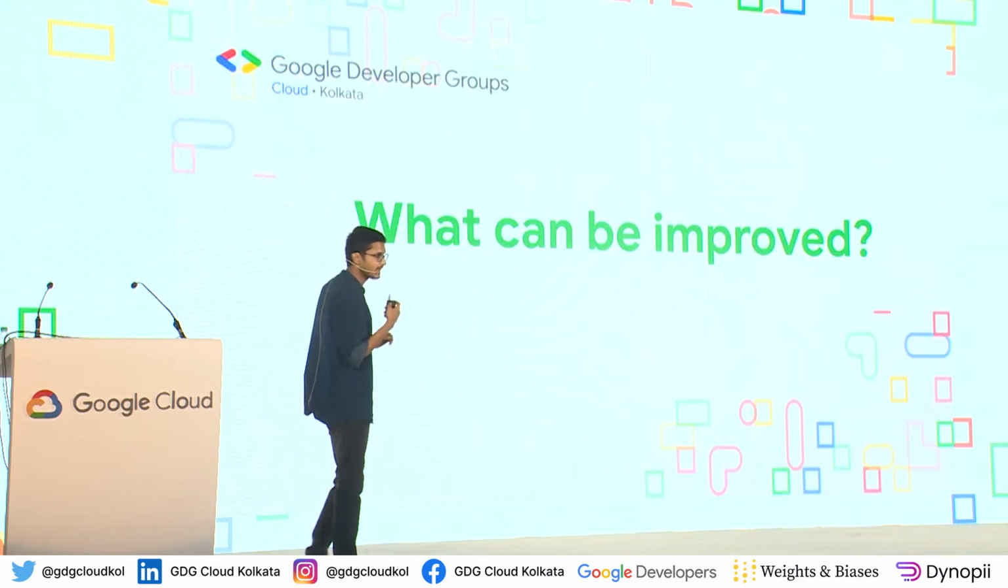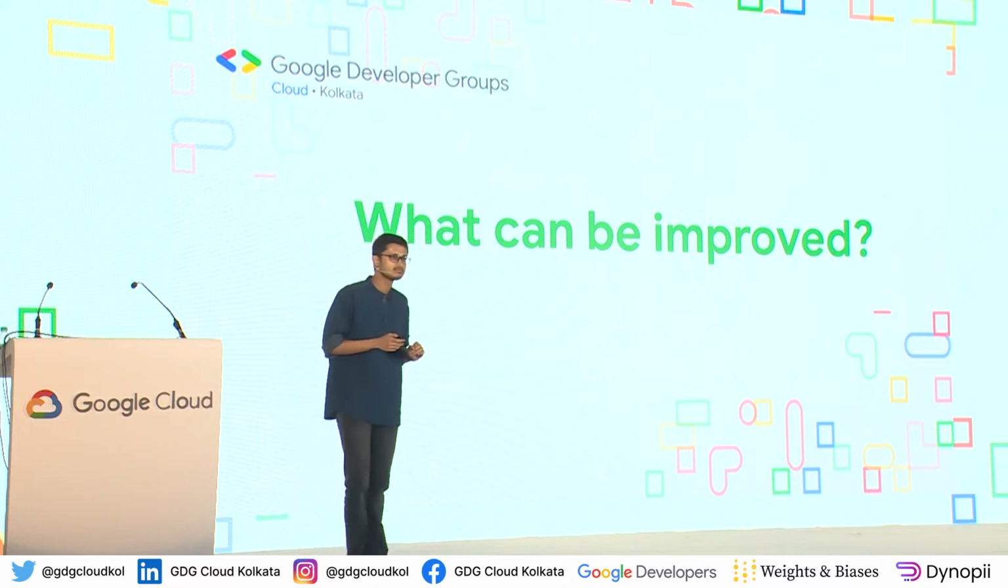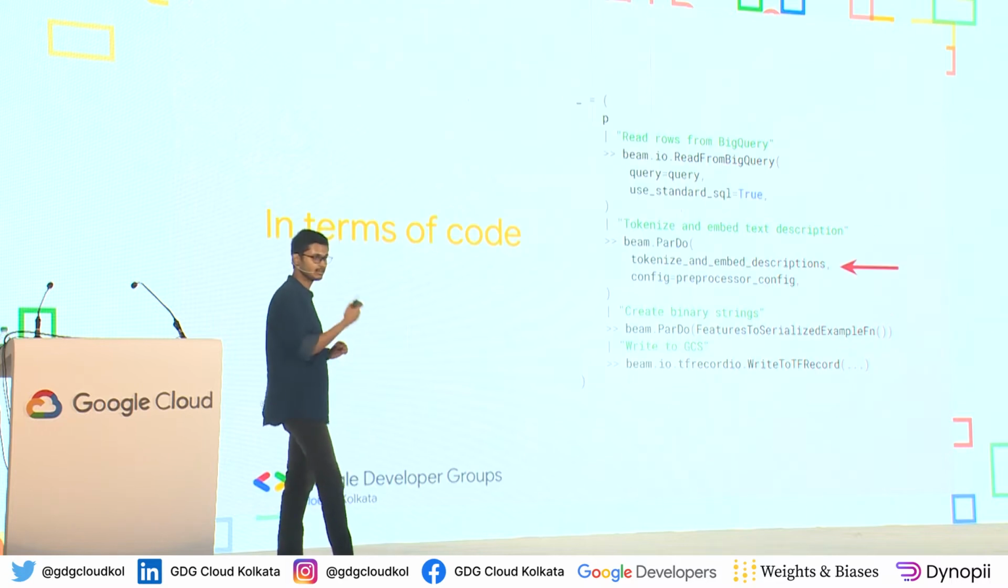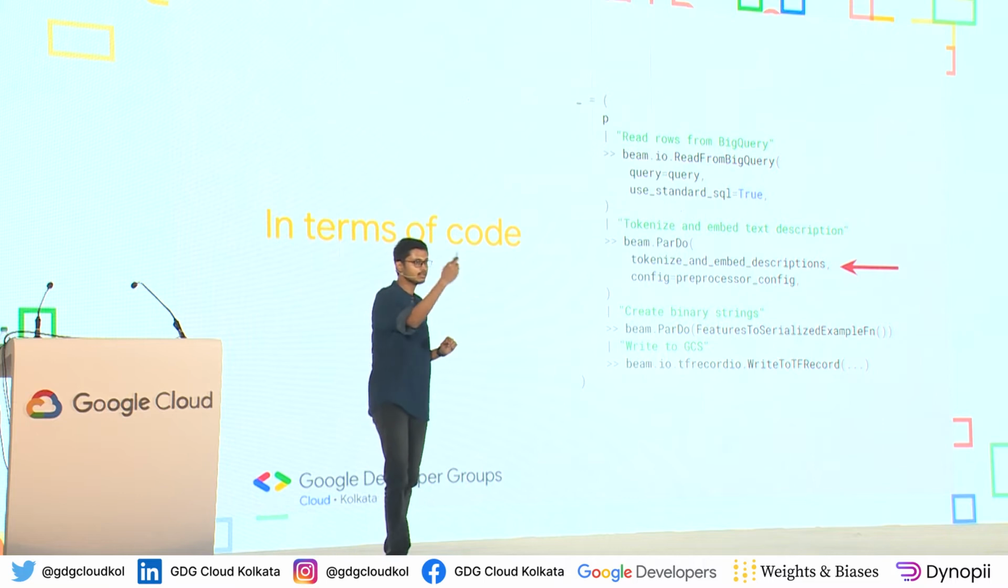All right, so what can be improved? Any guesses? I'll just take one or two inputs. Like this is our initial pipeline. What can be improved here?